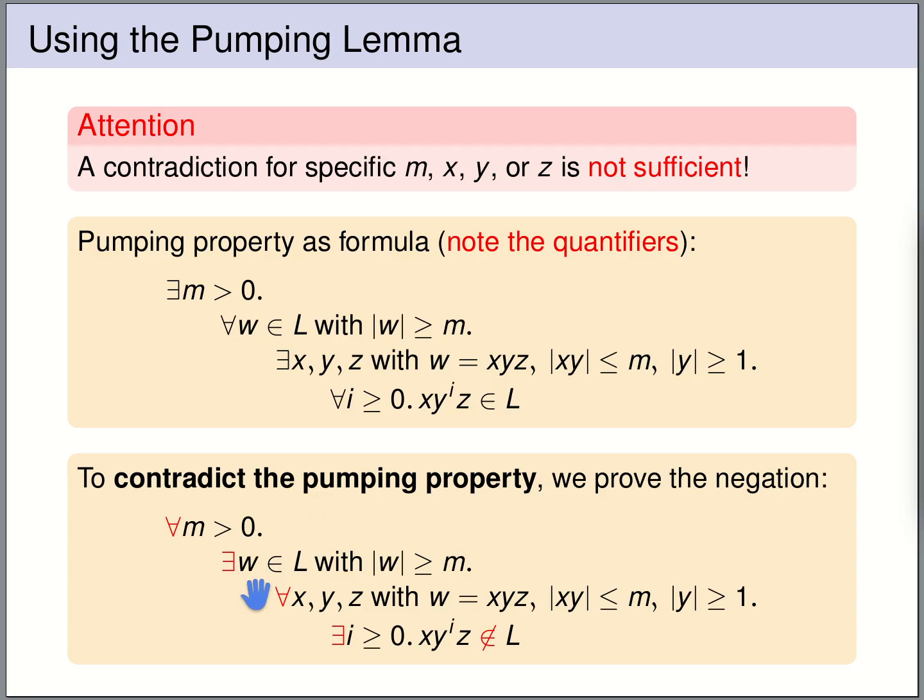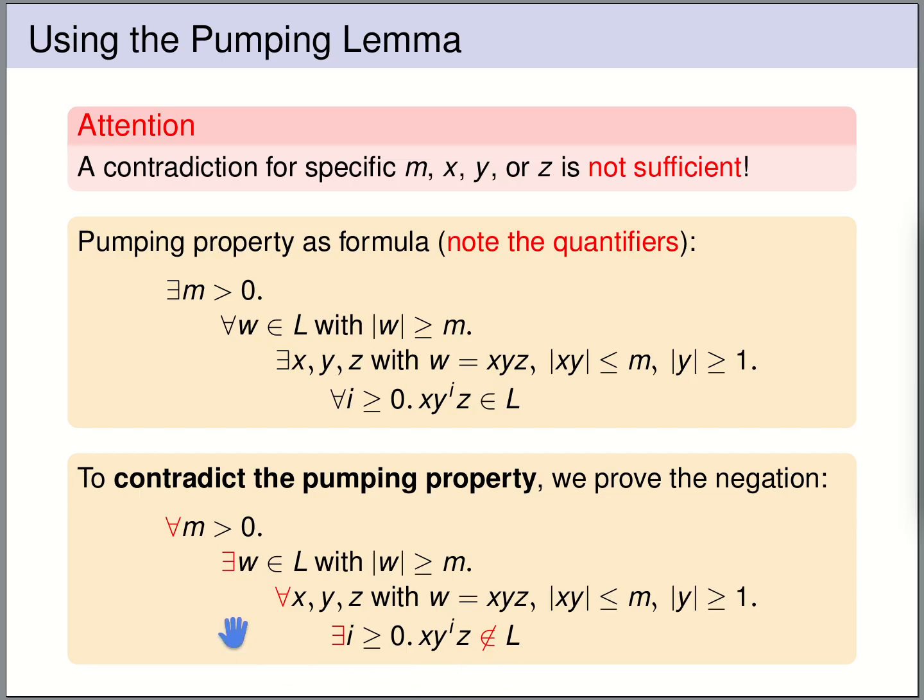Then again, there's a for all quantifier. We have to show that for all decompositions of w into x, y, z with these properties, so we cannot pick particular x, y, z, we have to show it holds for all, that there exists some i such that if we pump y i times, we get out of the language. And again, the existential quantifier here is nice because it means that it suffices to show that for a particular i, we get out of the language.